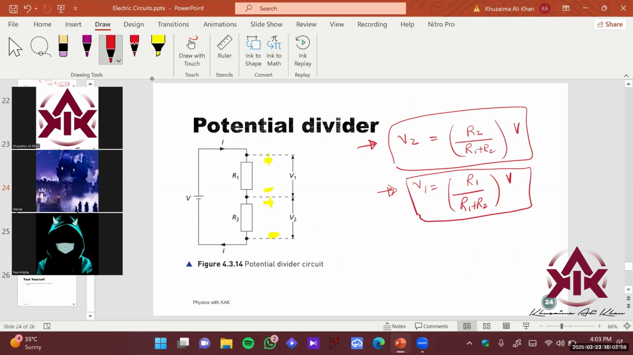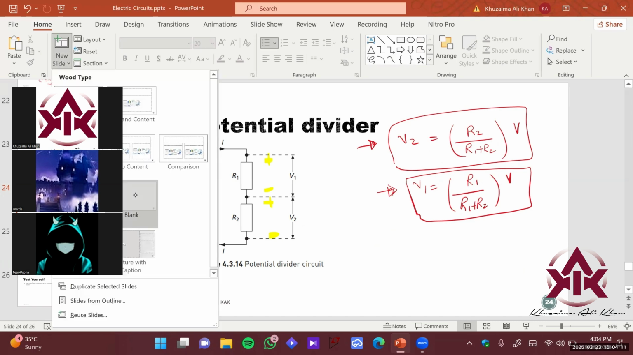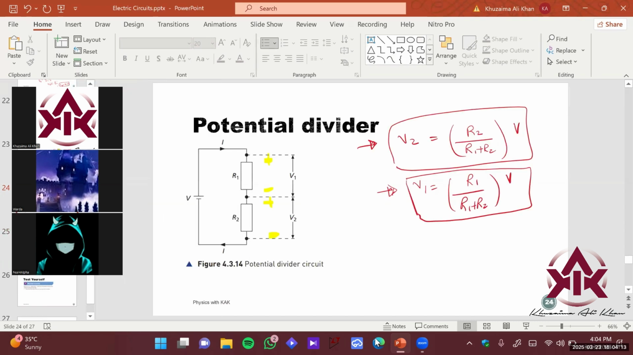So now let's derive this relation. How do you derive this formula? If I want to convert this circuit, let me insert a blank slide here and then we'll derive this together. Let me just copy this picture here and go there.